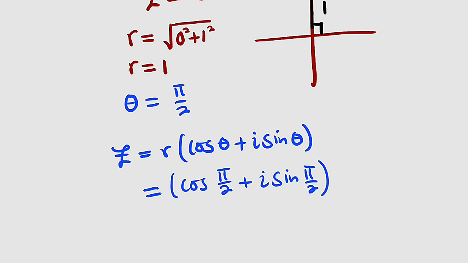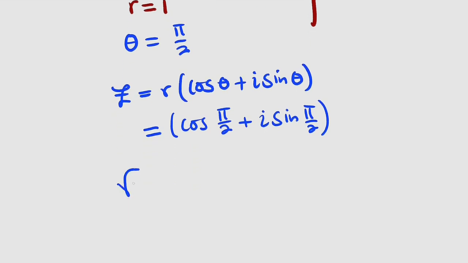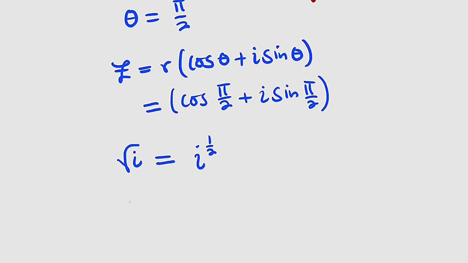But we are not only looking for i, rather the square root of i. And you know that the square root of i can also be written as i raised to the power of 1 over 2. So it's like we are going to raise z to the power of 1 over 2, and our z is already equal to this one.